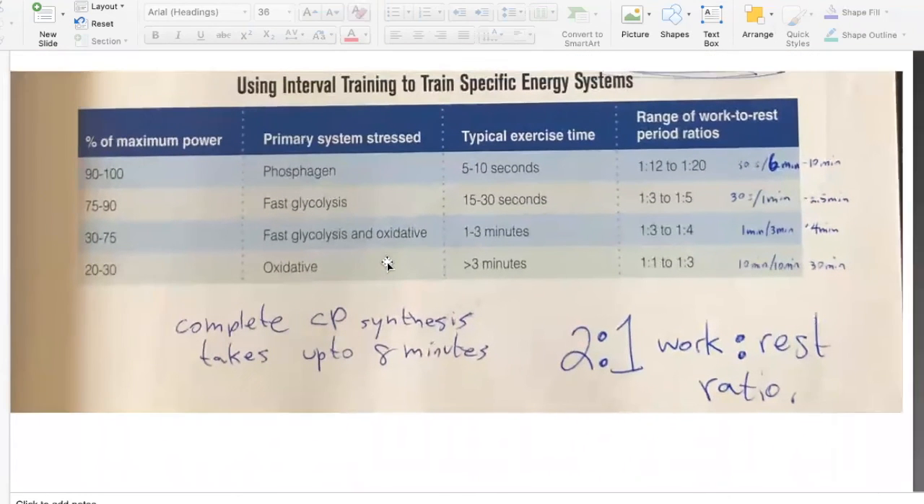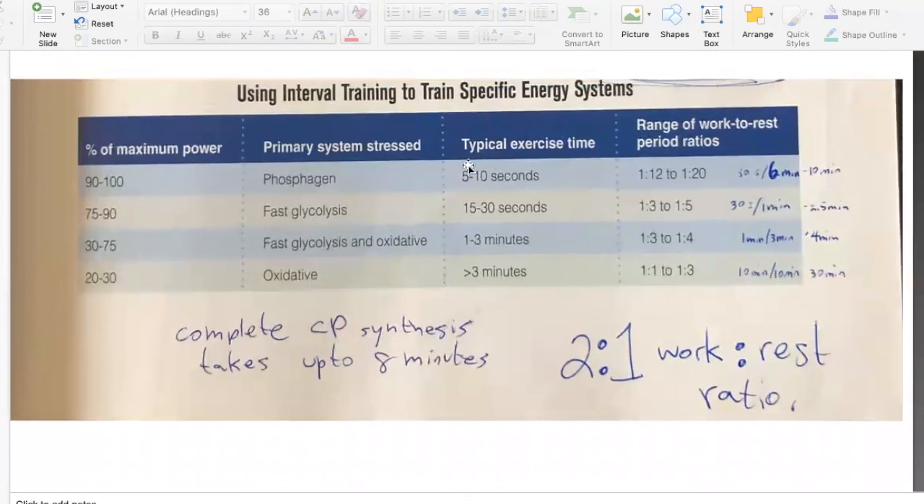So if you're doing exercise that lasts for about 5 to 10 seconds, and you're doing about 90% of your power, then you're using your phosphagen system, and this is the work to rest ratio. So I think that Drew is a little bit like this.